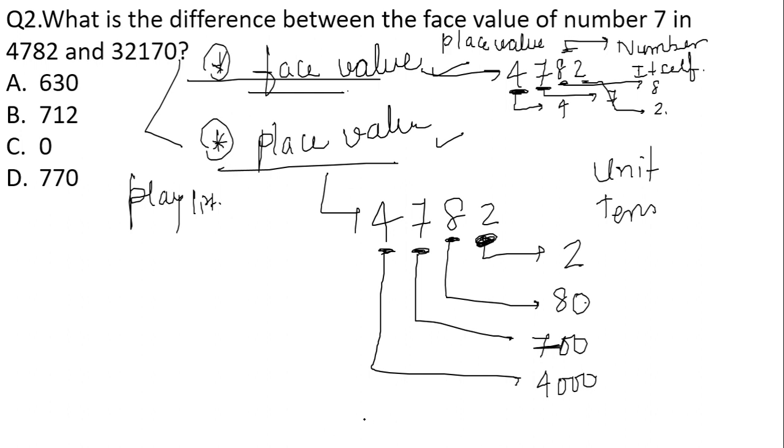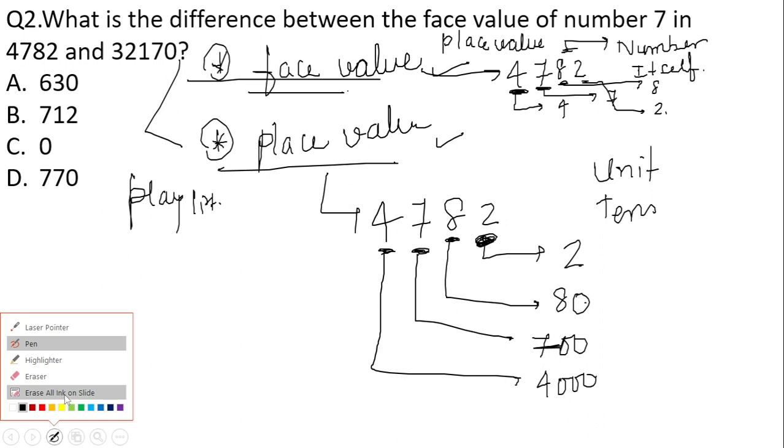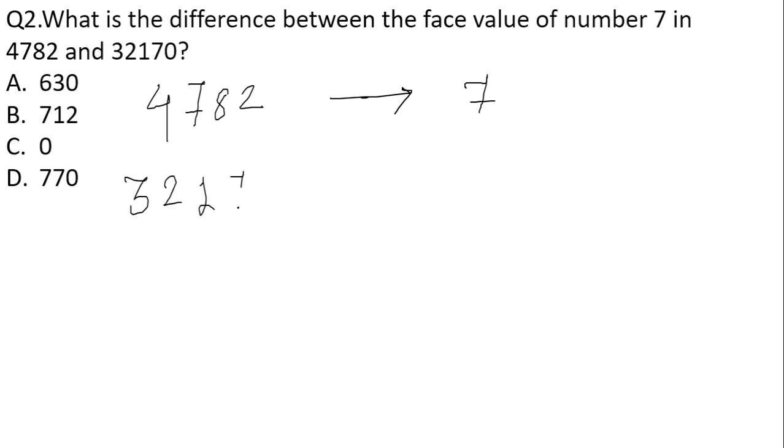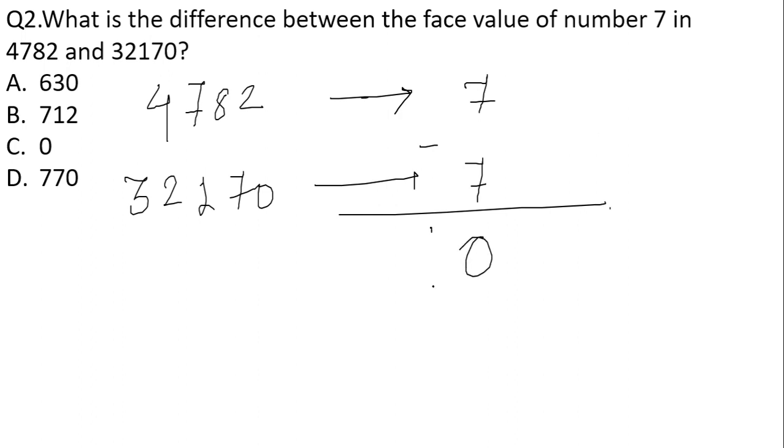In the question they have asked us about the difference of the face value. I have explained what the face value is: the number itself. So for 4782, the face value is 7, and for 32170, again the face value is 7. If you calculate the difference of both, we get the difference equal to 0. So option C is the correct answer for this question.